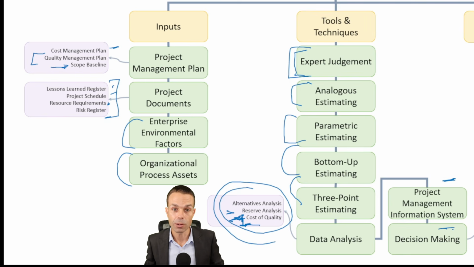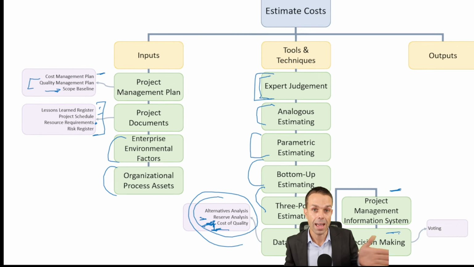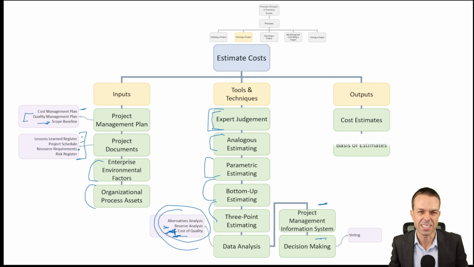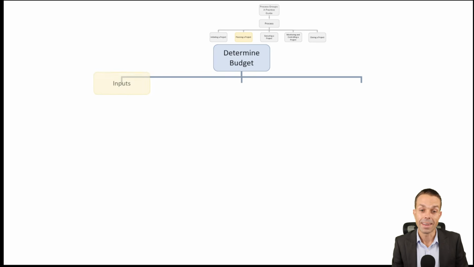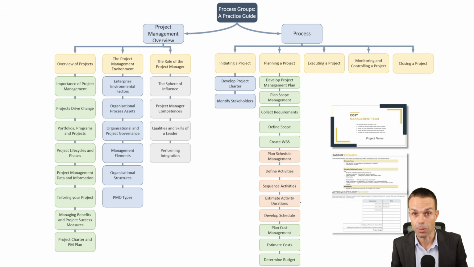and decision making, we might vote on how much things cost to get the best outcome there. The outputs we want are our cost estimates themselves, the basis of those estimates, so what did we base those estimates on, and project documents updates. Now, of course, we want to determine the budget itself.